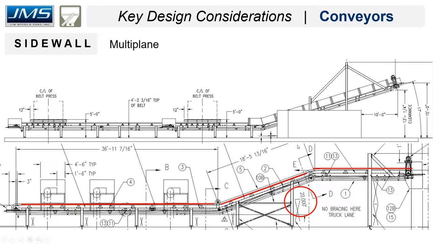We can go up to 25 degrees incline on belts without using cleats. We prefer not to use cleats just because you can't use a scraper with a cleated belt, and that limits how clean you can get the belt.